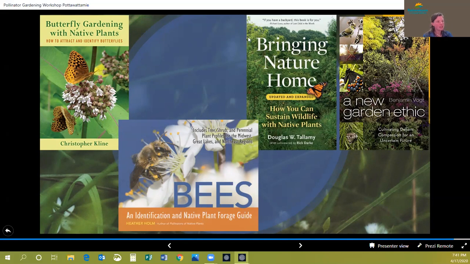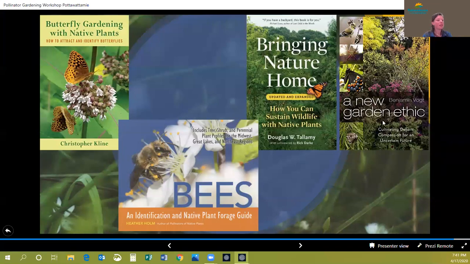And then Bringing Nature Home is a very good foundational book on why we need to have habitat everywhere, not just in the quote unquote wild. Can you see my quote fingers? But in our cities and in our homes and backyards as well. It's a really good book. It helps me to really bridge the gap between how important plants and insects are to each other.